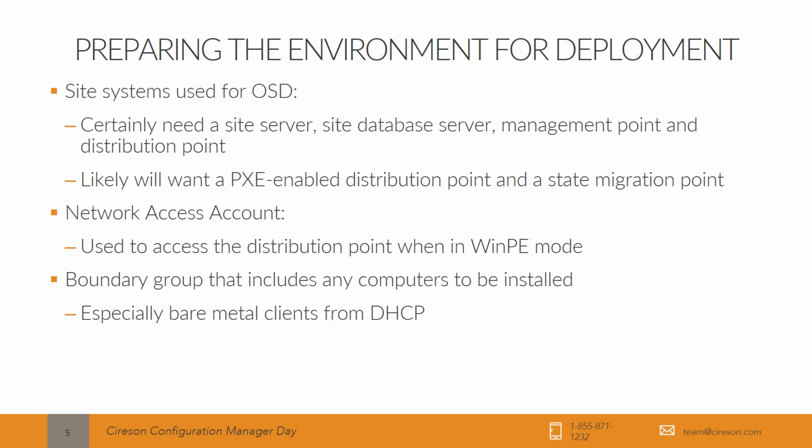Network access account that's used by your clients when they're in the WinPE mode to access your content because you don't have domain credentials, and so that you're running in a local system context. Your boundary group needs to include any computers to be installed, which is especially the case in the scenario if you're doing bare metal clients through PXE and getting your addresses from DHCP. Now you can do static addressing if you want to, and if you're doing an in-place upgrade, then your clients should already be in a boundary group because you have access to a distribution point.